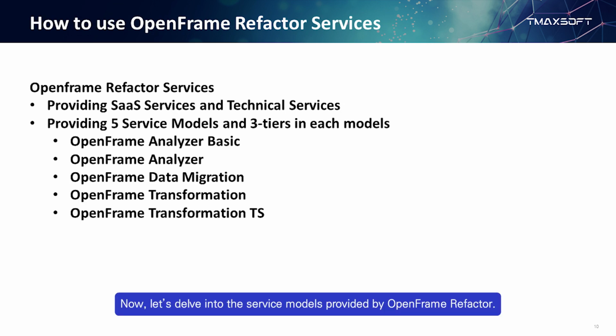Now, let's delve into the service models provided by OpenFrame Refactor. OpenFrame Refactor offers services in 5 models, each consisting of 3 tiers. Customers can select one of these tiers based on the size of their assets, and accordingly, an optimized environment is configured and provided. The 5 services are OpenFrame Analyzer Basic, Analyzer, Data Migration, Transformation, and Transformation TS.